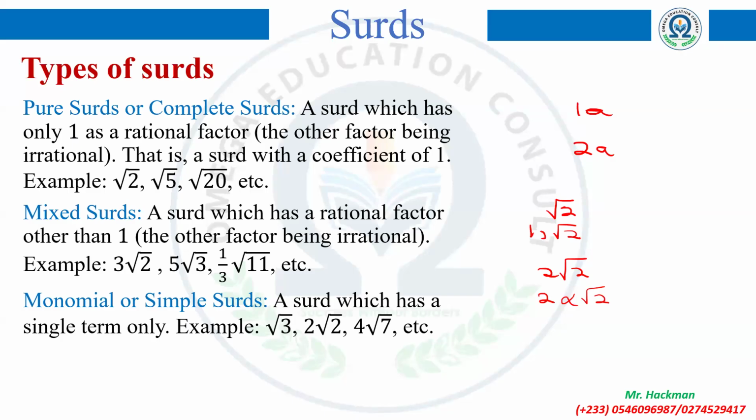It becomes the next type of set, a mixed set: a set which has a rational factor other than 1. So you have a factor, one being irrational, the other being rational. But we are saying that if the rational factor is strictly 1, it is a pure set. If it is not 1, but any other number, then it makes the set that you have there a mixed set. Is my point well made?